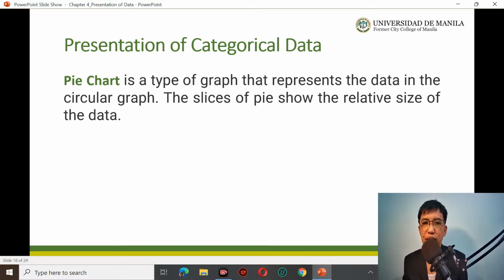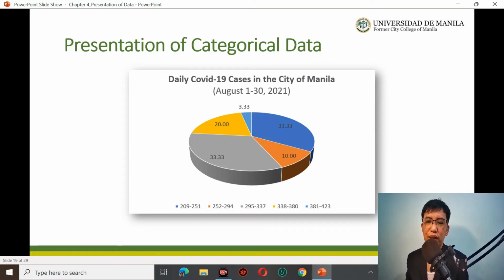Okay. Another one is using pie chart. This is a type of graph that represents the data in a circular graph. The slices of the pie show the relative size of the data. This is an example. I used again the MS Excel function to construct a pie chart using our previous example. This one is a 3D pie chart. Bahala kayo kung anong gusto ninyong itsura ng pie chart. Excel provides many choices.